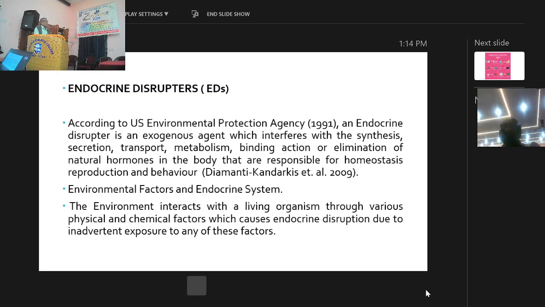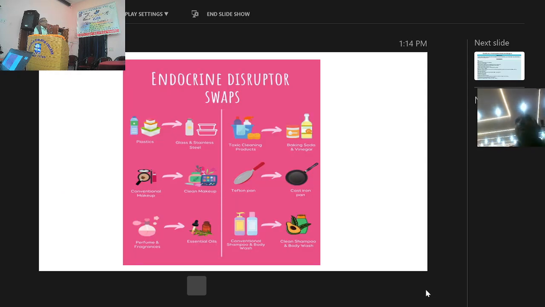Now, environmental factors in the endocrine system are also known as the endocrine disruptors, and the environment interacts with the living organisms through various physical and chemical factors which cause endocrine disruption due to the inadvertent exposure to any of these factors. Now, these are the endocrine disruptors first.